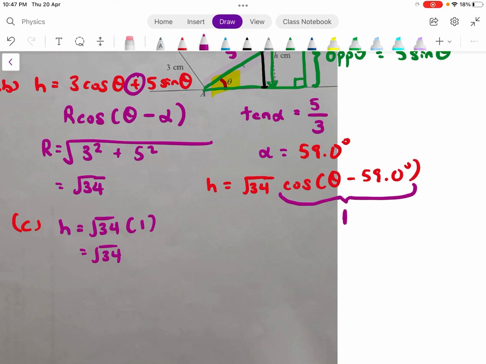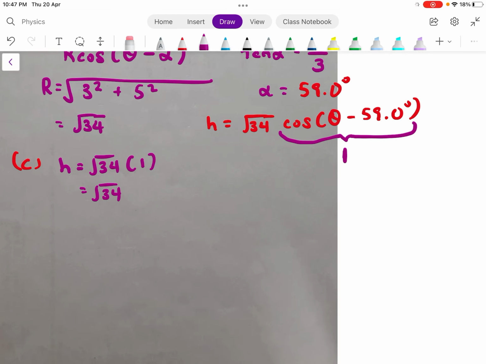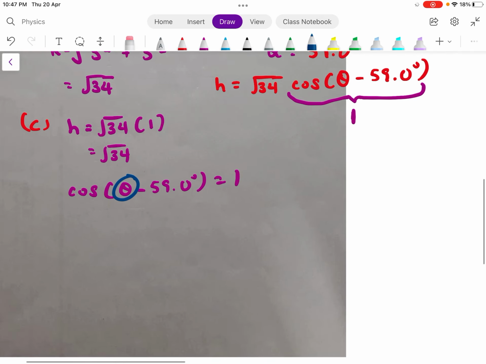Of course, what is the corresponding value of theta? You solve for the trigo equation. For the trigo equation, you simply let cos(theta minus 59.0 degree) equal to 1. So that will be sufficient already. Next thing is that whenever we are doing R formula, always remember the theta right here will always be less than 90. Meaning that, for example, you want to solve for a trigo equation, you simply just do ASTC.